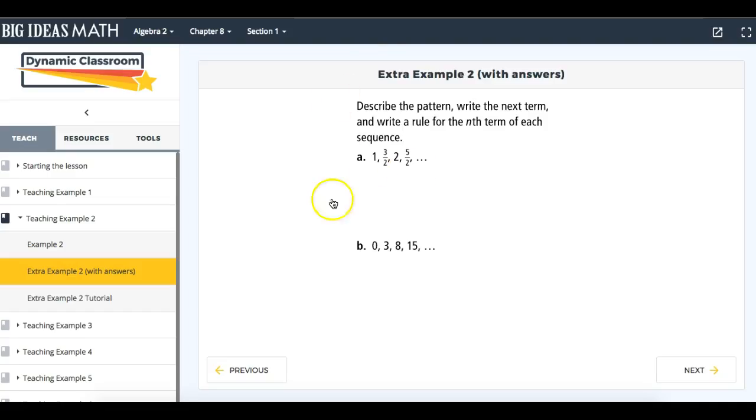Okay, so these are the problems you're going to look at right now. A: 1, 3/2, 2, 5/2, and so on, and B: 0, 3, 8, 15. Give me the next term, so the fifth term in each one, and then what your rule is, for both A and B. Separate A and B in the next problem space, and then tell me those two pieces of information.